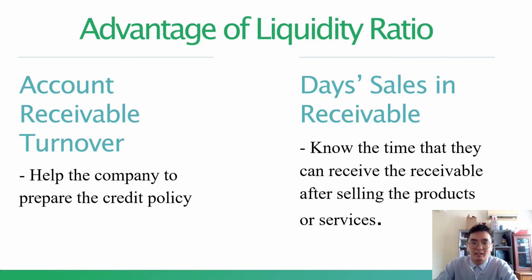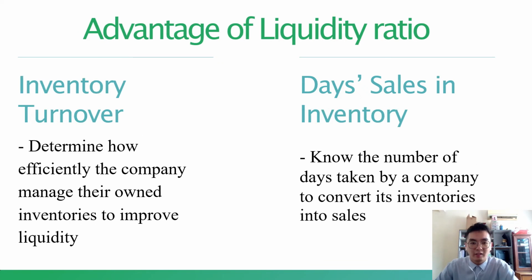The advantage of inventory turnover is that the company can determine how efficiently it manages its inventories to improve liquidity. The high ratio means that sales are good, and the decrease in inventory can help to increase cash flow and improve liquidity. But the low ratio means that the company's sales are probably not good and the company is poor in managing its inventory. Therefore, the company needs to improve its inventory management to increase liquidity.